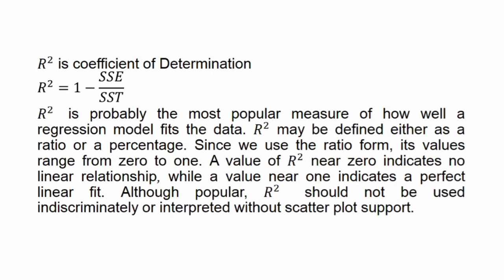R squared is probably the most popular measure of how well a regression model fits the data. R squared may be defined either as a ratio or a percentage. Since we use the ratio form, its values range from 0 to 1. A value of R squared near 0 indicates no linear relationship, while a value near 1 indicates a perfect linear fit. Although popular, R squared should not be used indiscriminately or interpreted without scatter plot support.